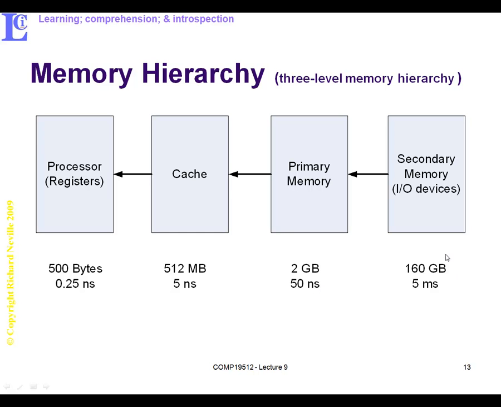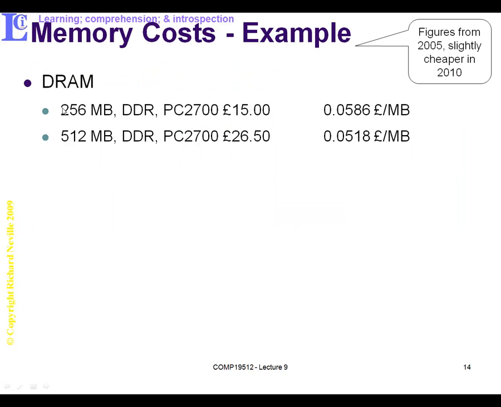And then finally we move out to the hard disk, which has to spin a disk round. It's very, very big, in this particular case, 160 gig. But look how slow it is. It's orders of magnitude slower than the primary memory. It's going through this with an access time of 5 milliseconds. So now let's start comparing these.